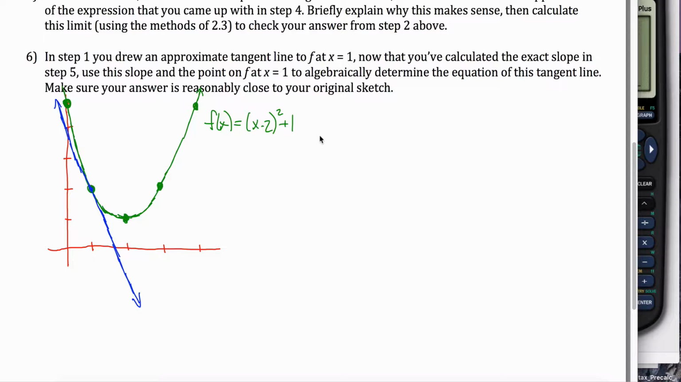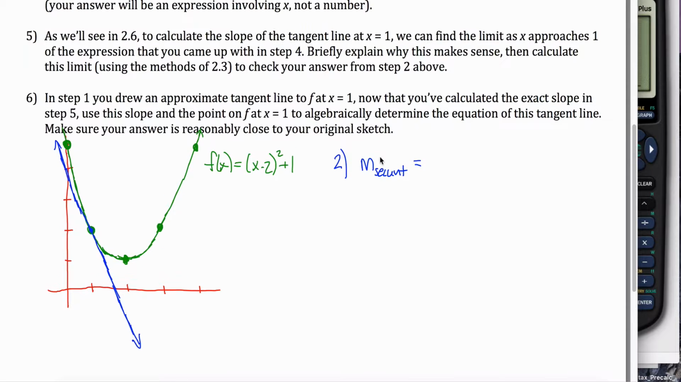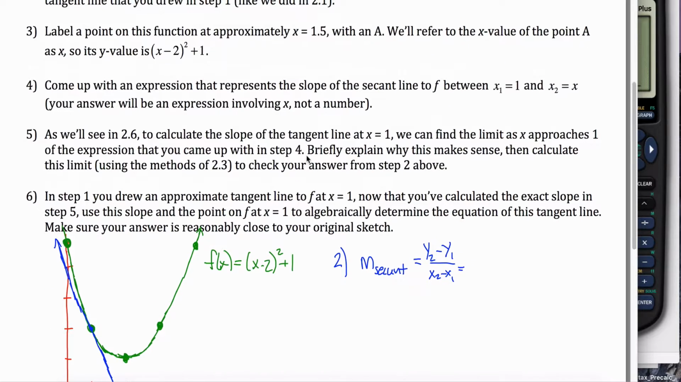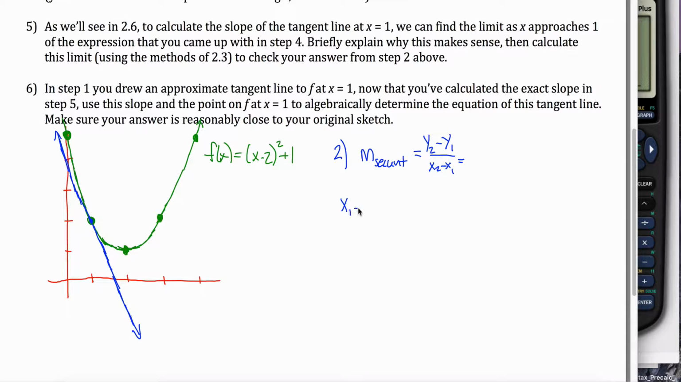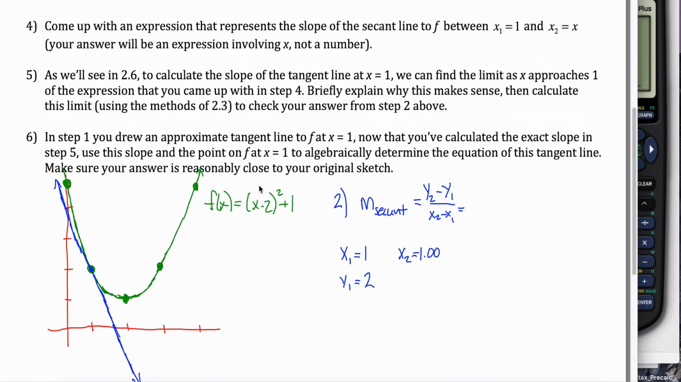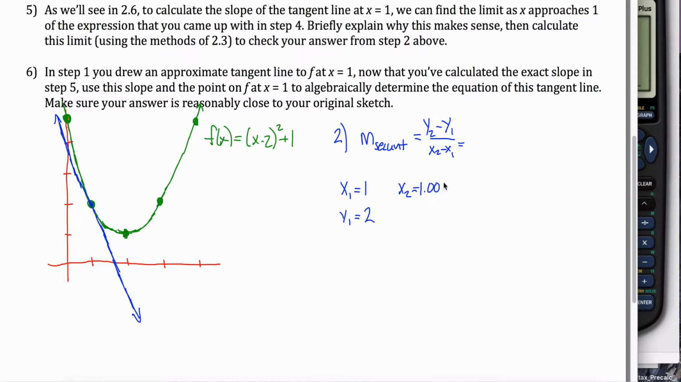Okay. So for part 2 here, I know that the slope of the secant line is given by the difference in the two y coordinates over the difference in the two x coordinates. And to figure out the two y coordinates, maybe I'll write these down here. x1, I could call this guy, which is at 1, and the corresponding y value here is 2. x2 is given to me to be 1 point, how many zeros? 2 of them with the 1.